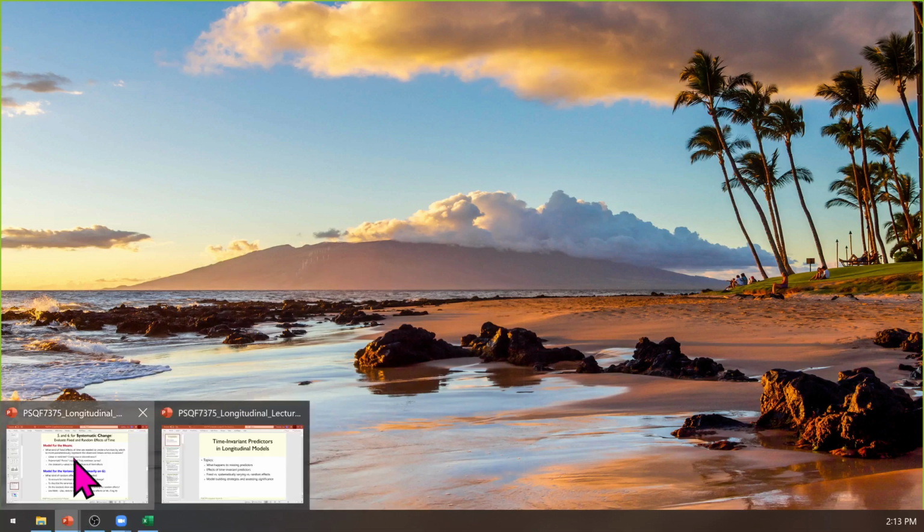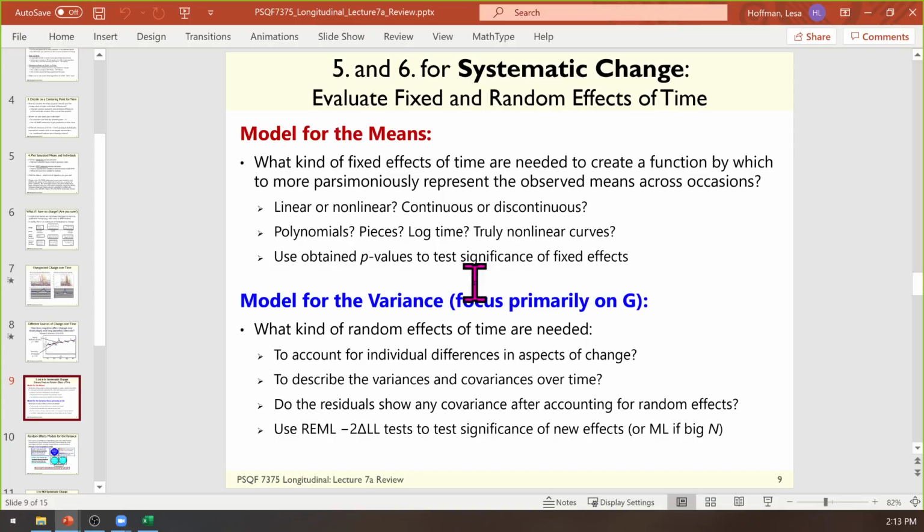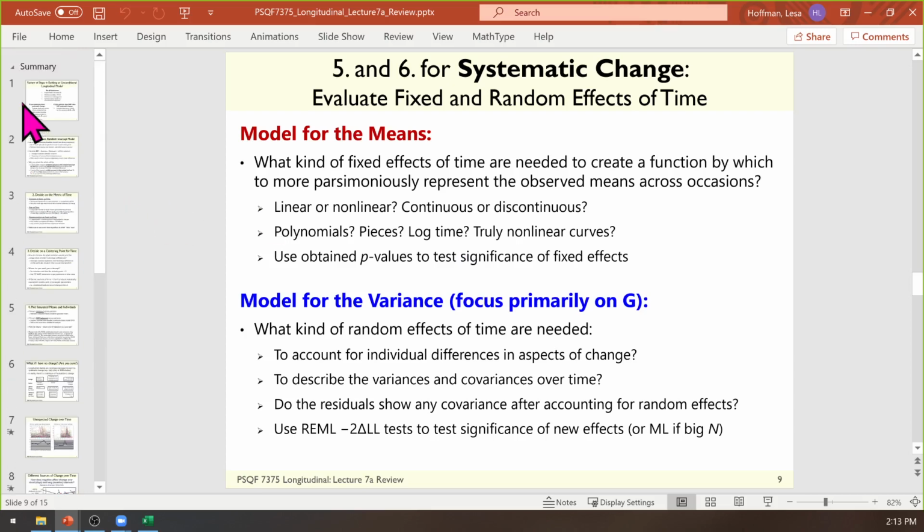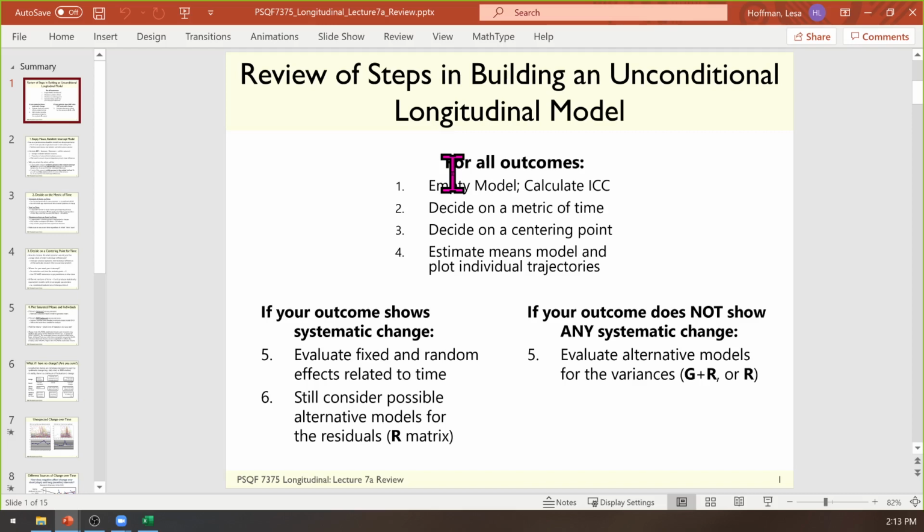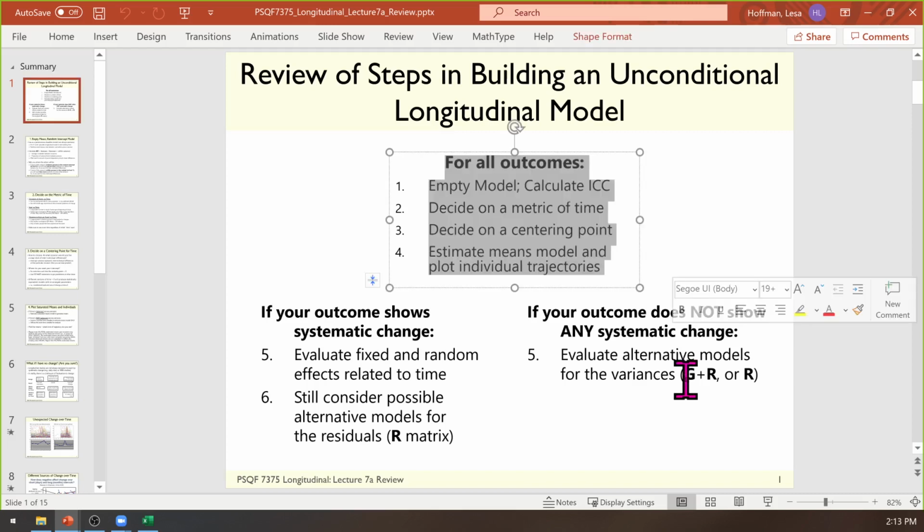Then what we were doing last time, we can pick back up. This is lecture 7A, trying to do a little bit of review slash stepwise progression through how you would approach modeling time. So what we had talked about last time were the steps that were common across all kinds of outcomes. So anytime you're addressing a longitudinal data set, you would do the following. Empty model first to make sure it actually is a longitudinal outcome. I would do the same thing for all of the predictors, by the way.